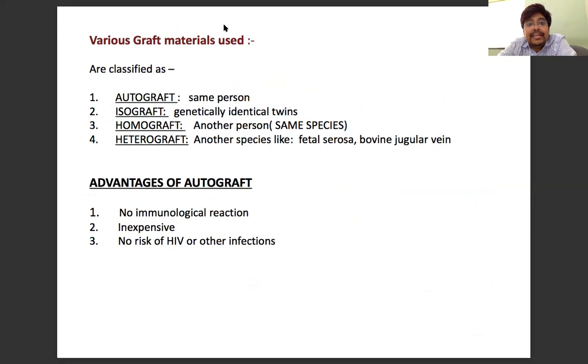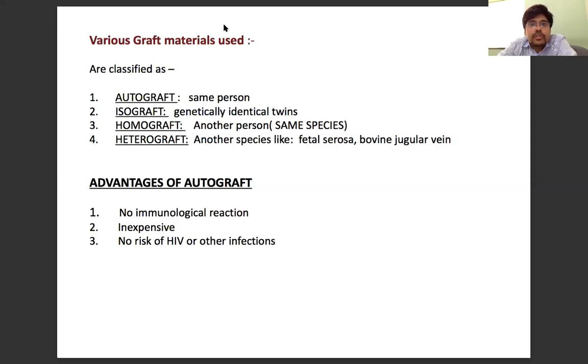Iso means what? Identical twins. Homo means what? The same species. And hetero means another species. We use autograft. Why autograft? Because there is no immunological reaction, it is inexpensive, and there is no risk of infection such as HIV or other infections.